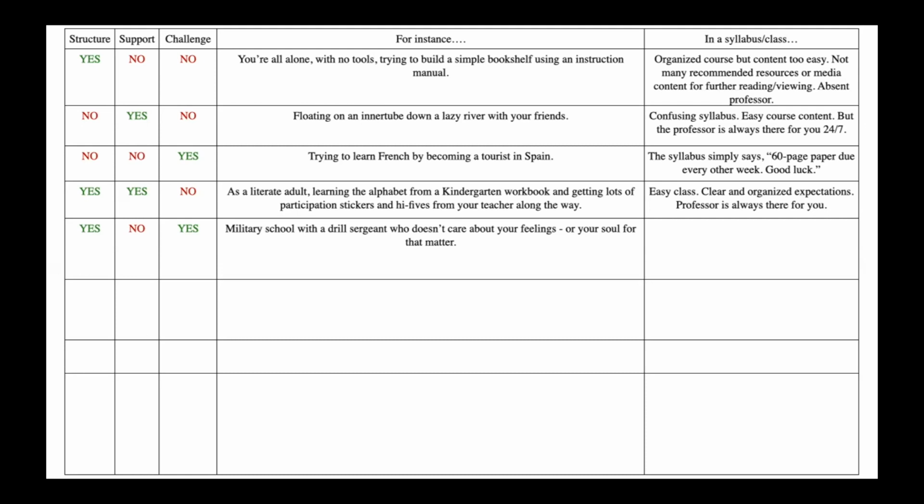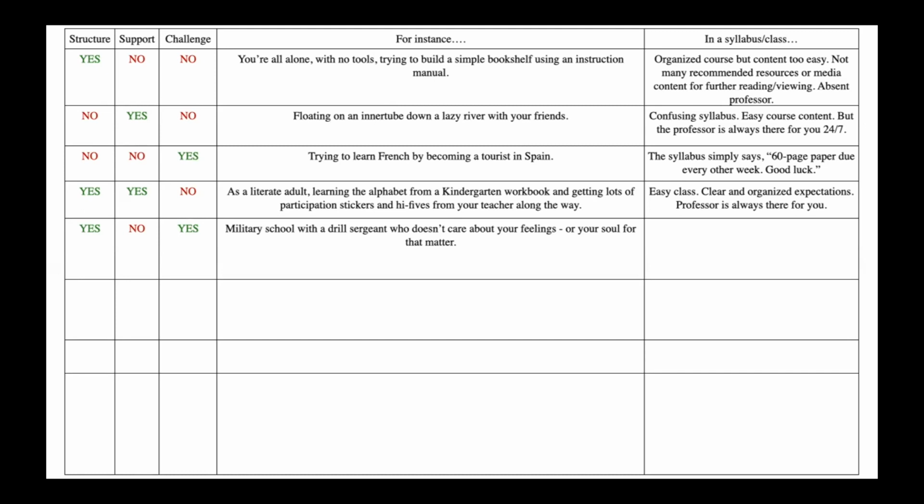By the way, for those of you in the military, I'm not dogging the military here. There are people in the military with a heart and a soul and that care for their people. I'm sure most of them do. Just in this imaginary example, imagine this drill sergeant situation where they don't care for your soul, right? That's what I'm talking about here.